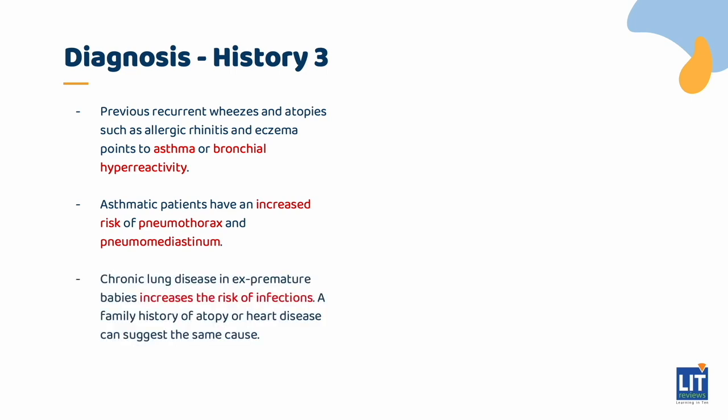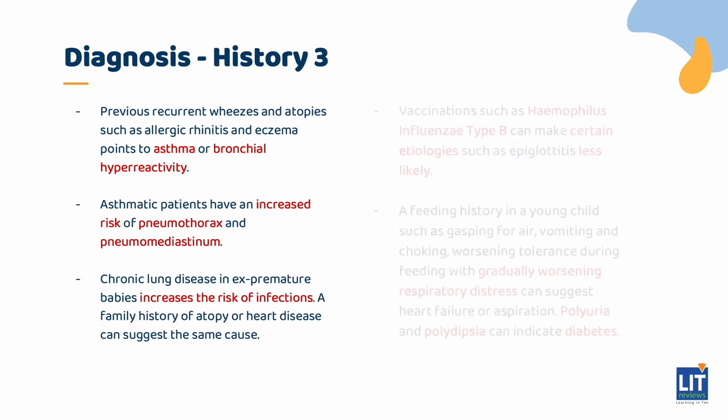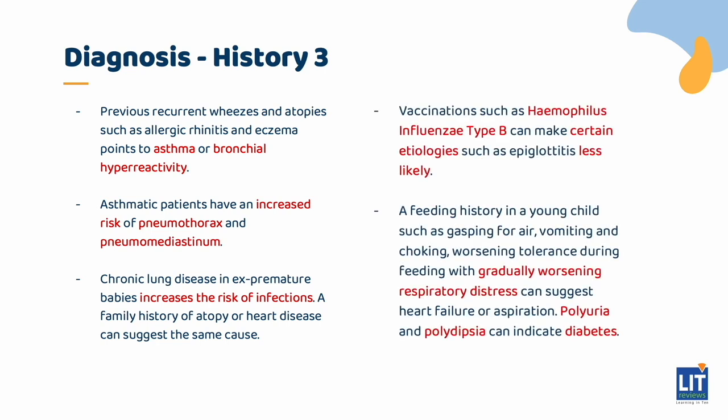Chronic lung disease in ex-premature babies increases the risk of infections. A family history of atopy or heart disease can suggest the same cause. Vaccinations such as Haemophilus influenza type B can make certain etiologies such as epiglottitis less likely. A feeding history in a young child such as gasping for air, vomiting and choking, or worsening tolerance during feeding with gradually worsening respiratory distress can suggest heart failure or aspiration. Polyuria and polydipsia can indicate diabetes.